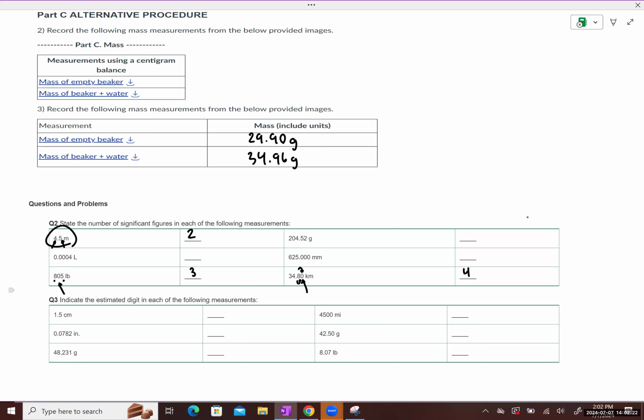To indicate the estimated digit, it is the last reported significant digit. So in this case, the estimated digit would be 5. For 4,500, these trailing zeros aren't significant, and as such, the 5 would be the estimated digit. You can repeat this process, and I want you to fill in the remainder of this table. I'm leaving the remainder of these question tables blank, so that way you can get some additional practice.